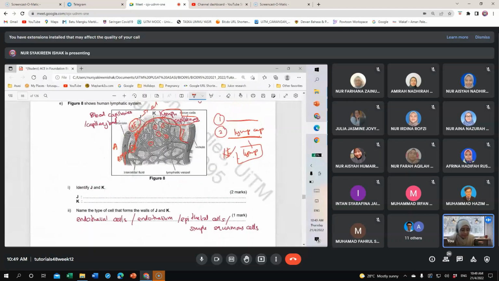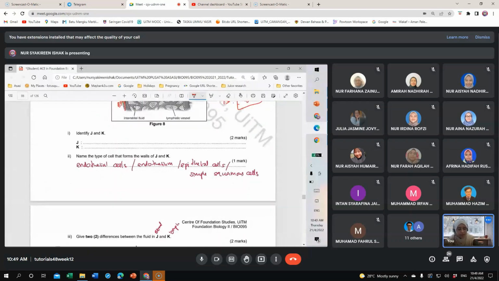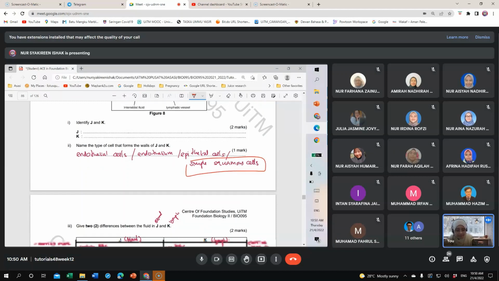Okay, so name the type of cell that forms the wall of J and K. Sebab dua-dua adalah capillaries, okay, blood capillaries and also lymph capillaries. Okay, so feature of capillaries, it has to be really thin, one cell thick. Okay, so both are made up of endothelial cell, or endothelium, or epithelial cell, or simple squamous cell pun boleh. Ni kalau awak ingat lagi lah, kalau belajar daripada sem lepas.